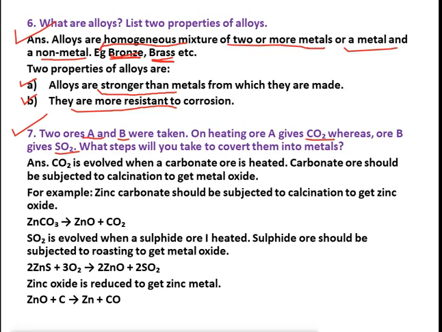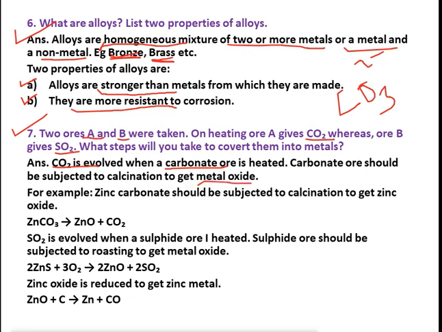We know about the processes of calcination and roasting. Calcination is used for carbonate ores. And whenever carbonate ores are heated, carbon dioxide gas is evolved, because carbonates contain CO3 2 minus, the carbonate ion. So carbonate ores are subjected to the calcination process.